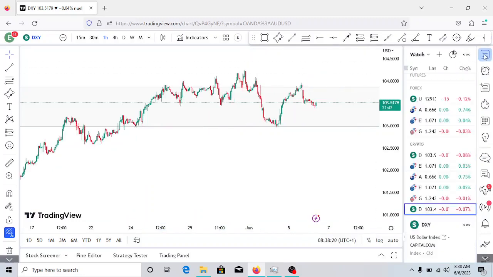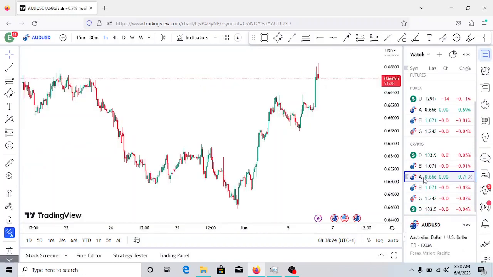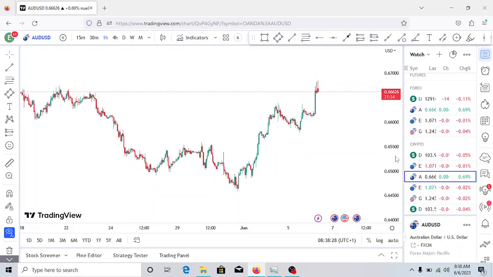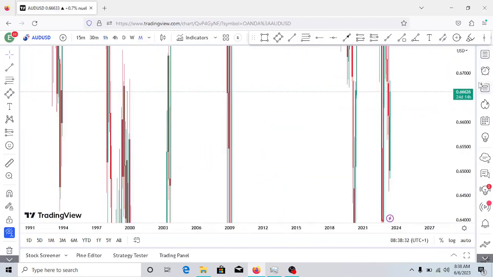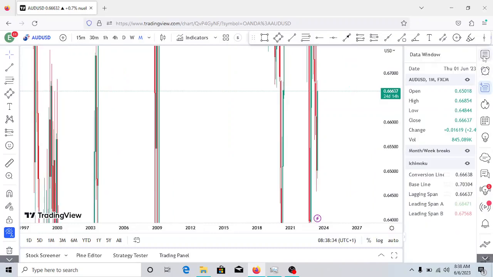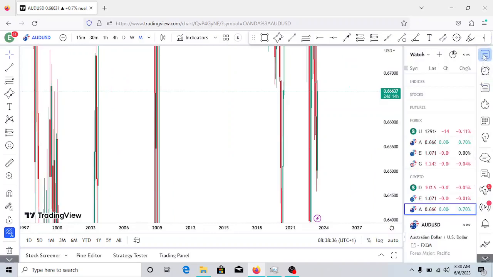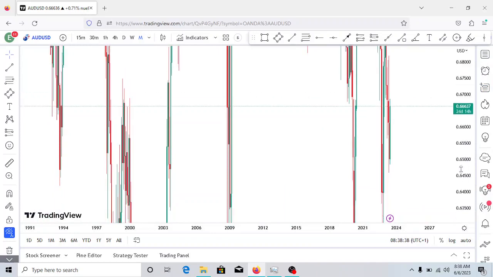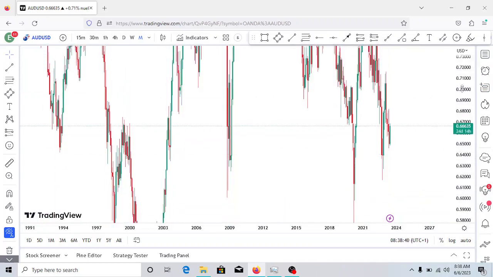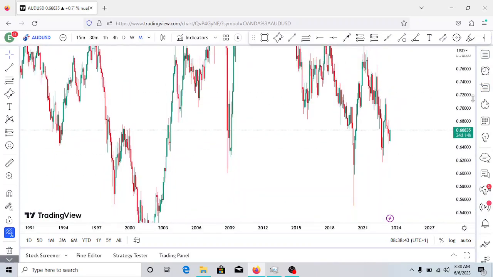Okay, we're going to go now straight to the Aussie dollar, Australian dollar. We're still going to continue right from the monthly chart to see how the price is flowing in the monthly chart. We don't trade the monthly chart, but just to see a directional bias.